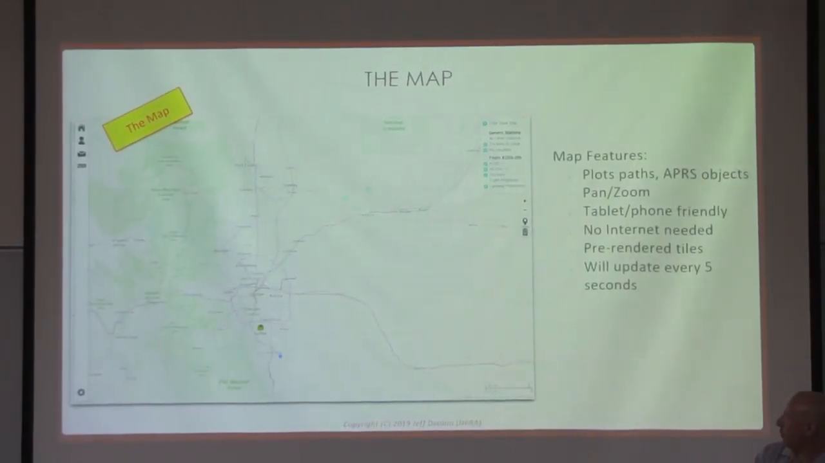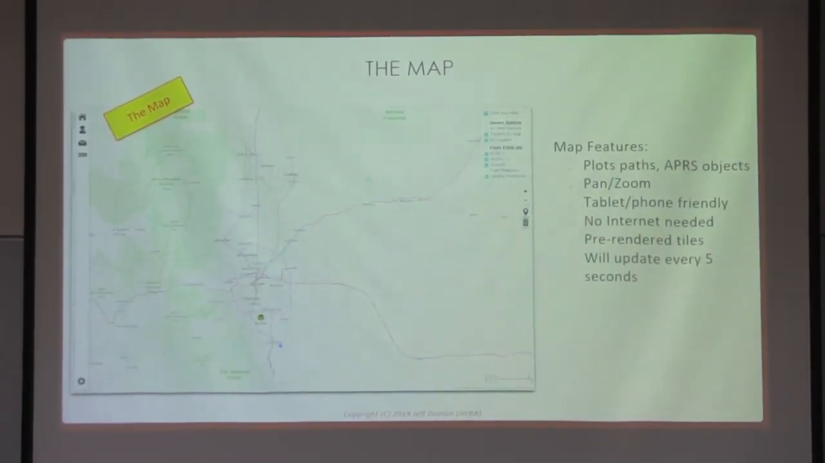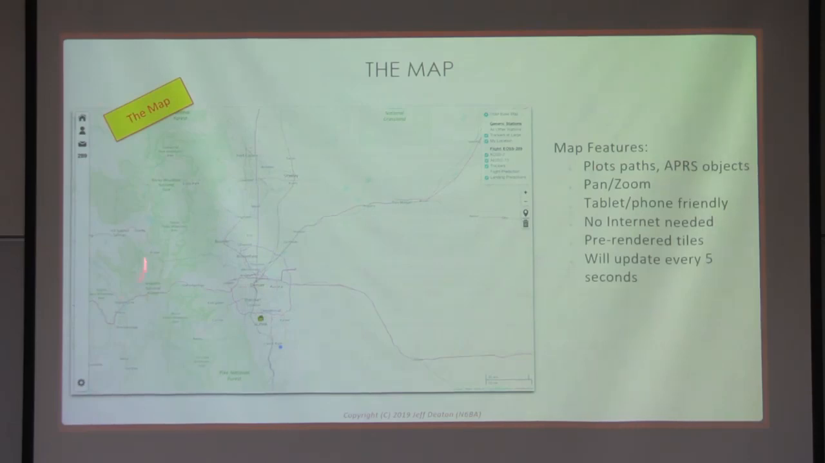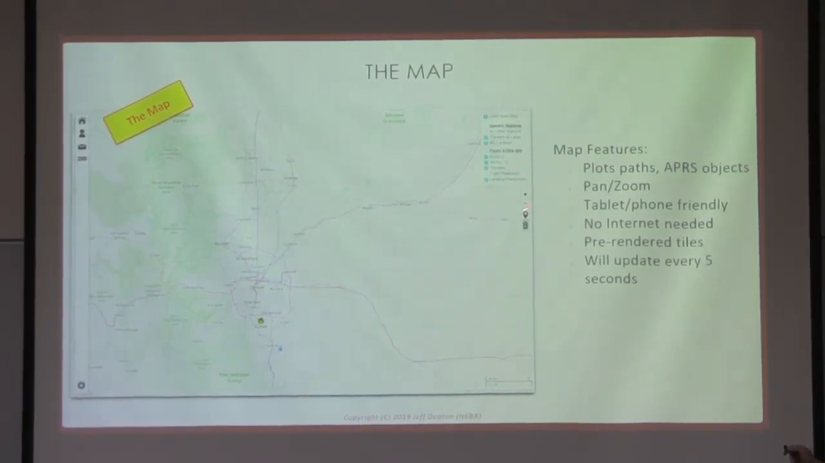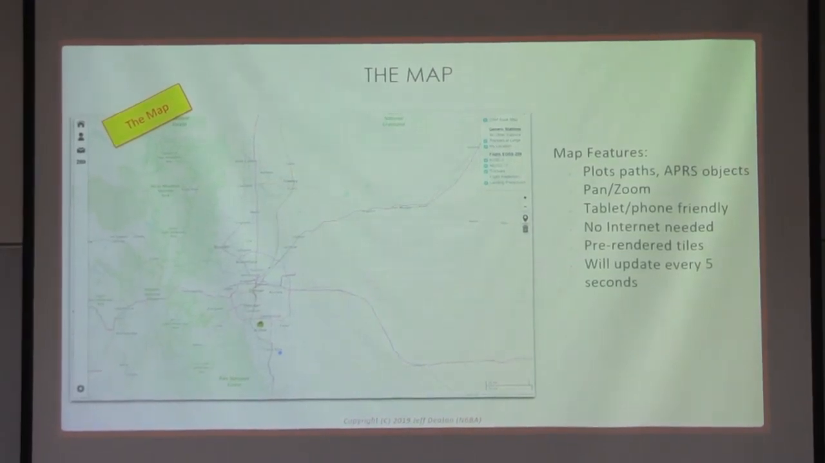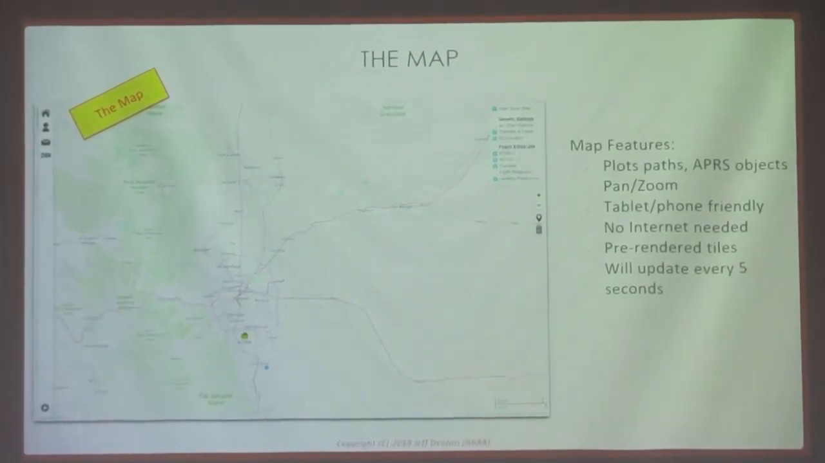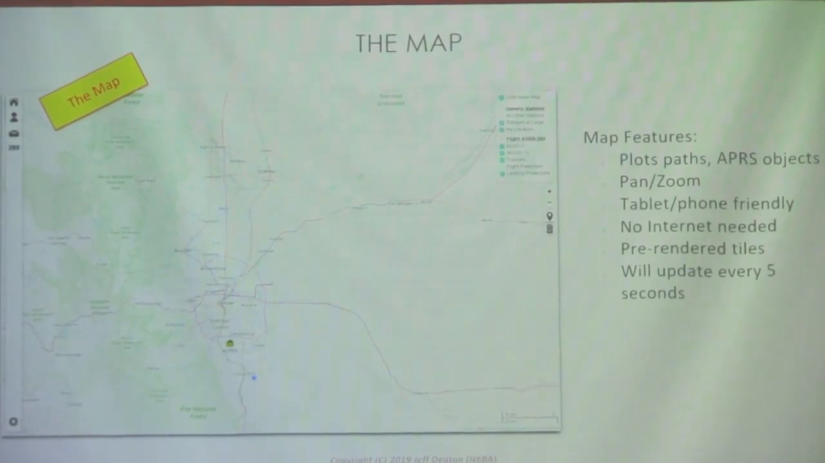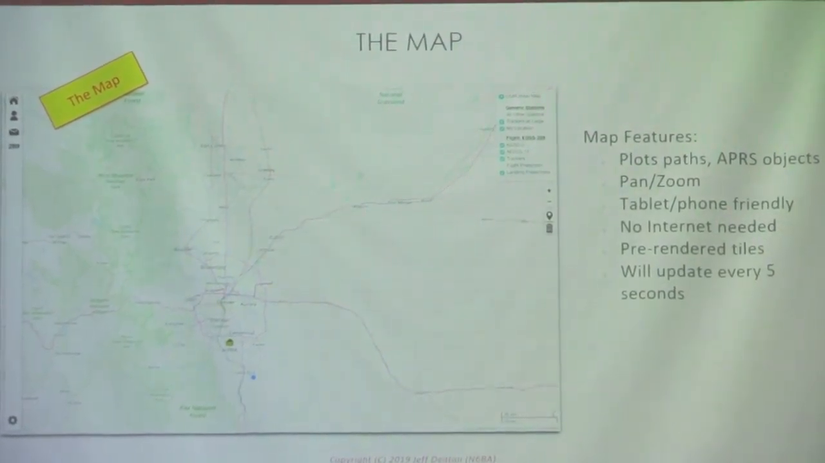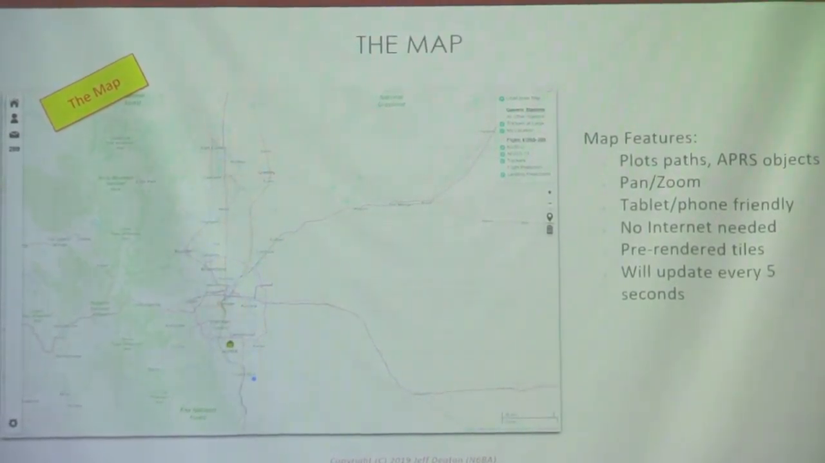And finally, we come to the map. So this is the OpenStreetMap map tiles that come in here. You'll notice on the left is a sidebar that folks can get access to operational information. And up in the right-hand corner is the list of layers that you can toggle on and off. You can pan and zoom and mouse around all you want. It's very tablet, very phone friendly.